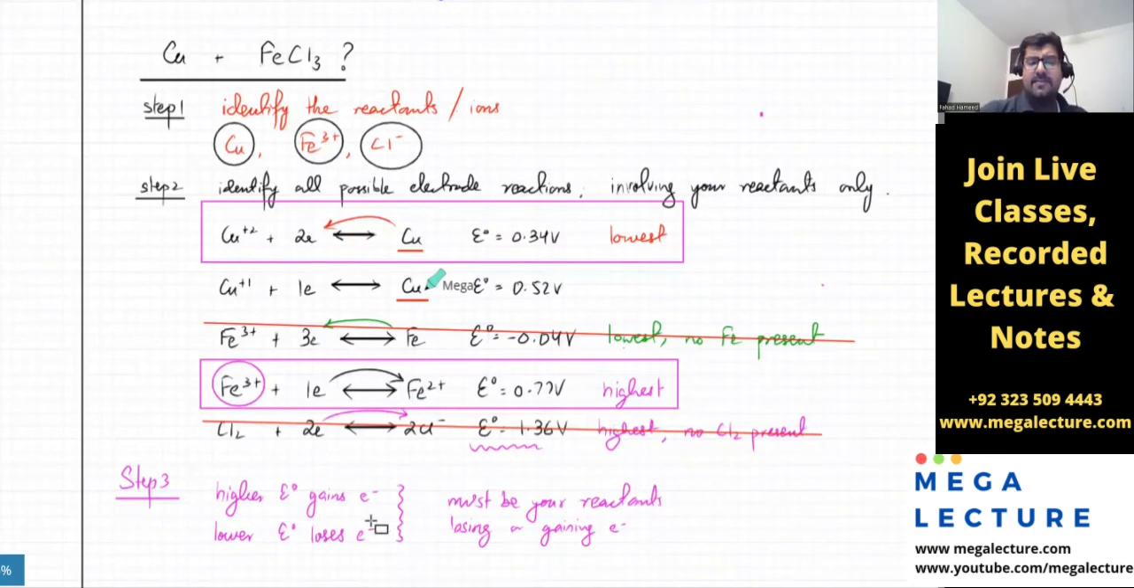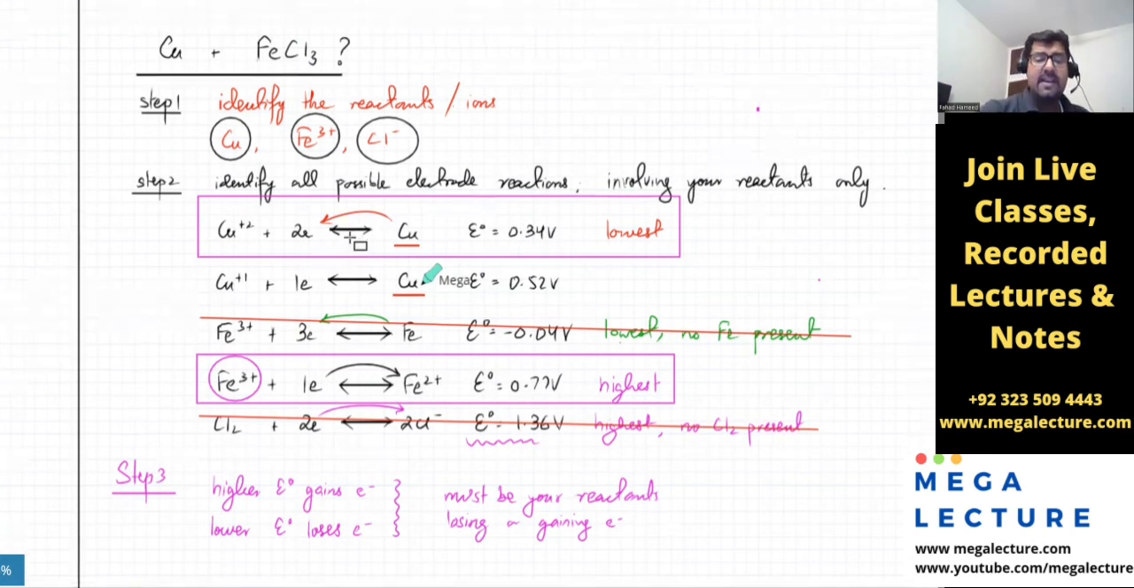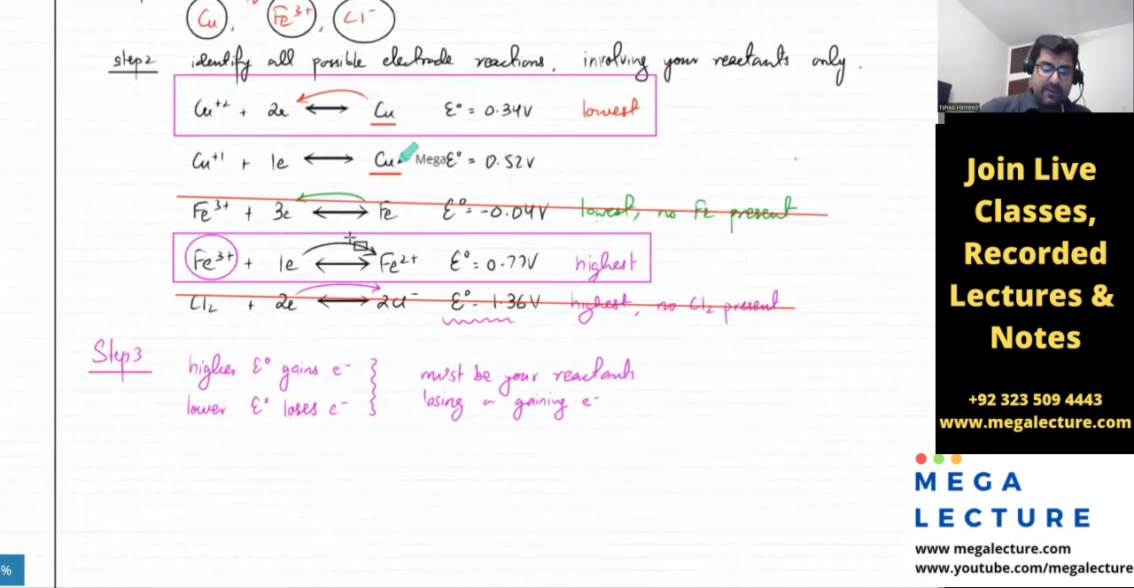I figured out the higher potential gains electrons. This was the highest, the Cl2, but I ignored that because there was no Cl2 in my reactants. If I remove that, the highest potential was for Fe3+. That means I do have Fe3+, so that's fine. That's the highest potential. This is the lowest potential. Now, once I have these two potentials, I can make the overall equation. I figure out who gets oxidized, who gets reduced.